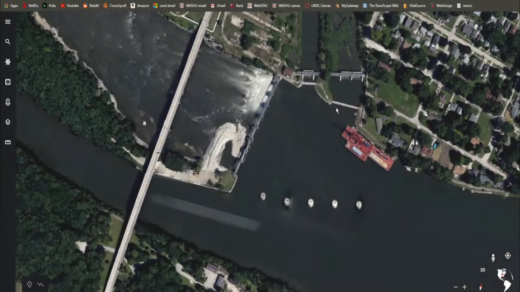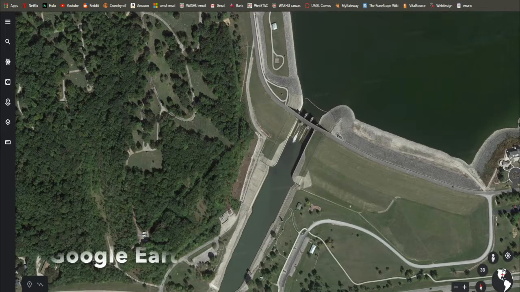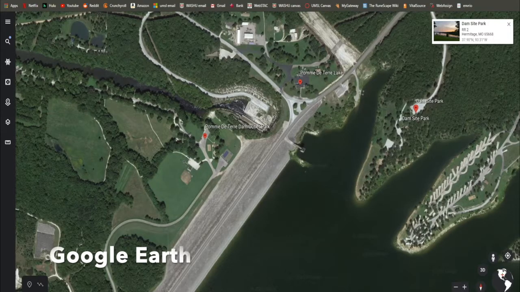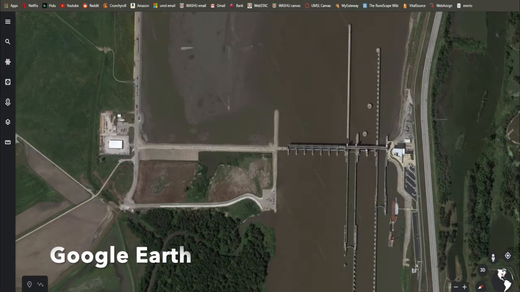We chose 4 different possible sites to do our non-powered dam conversion at. This right here is the Marseille Dam. This is the Shelbyville Dam. This is the Pomme de Terre Dam. And this is the Melvin Price Lock and Dam. I'm using Google Earth so you can just see pictures of them.